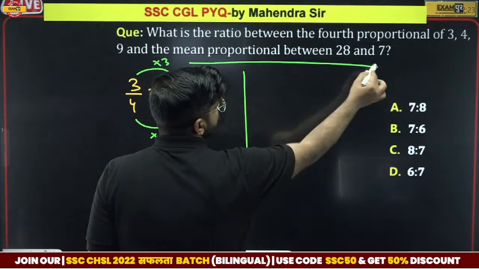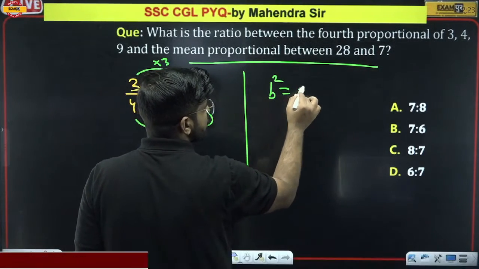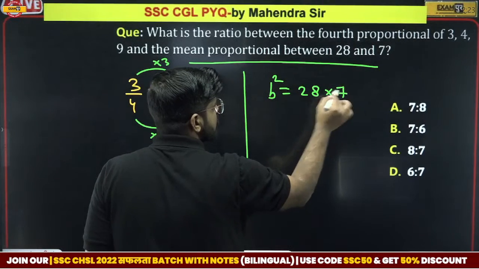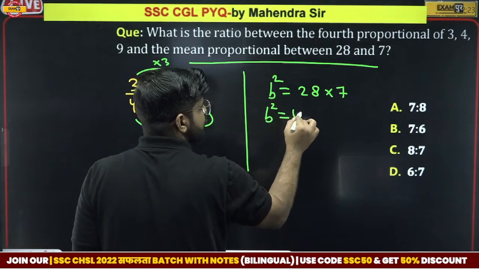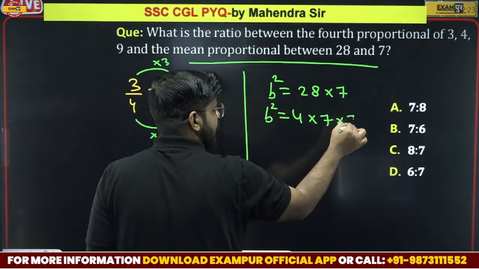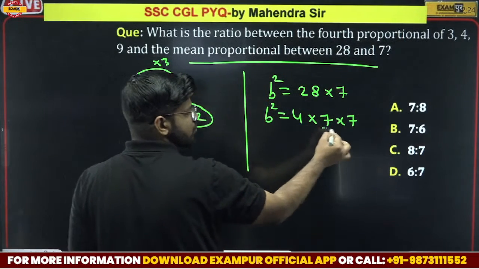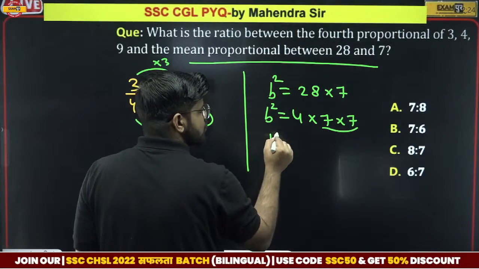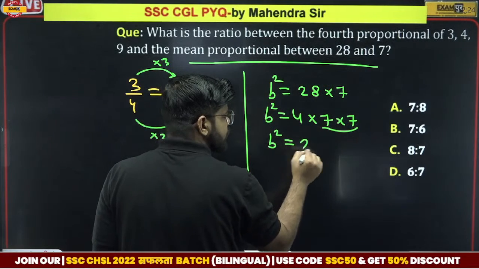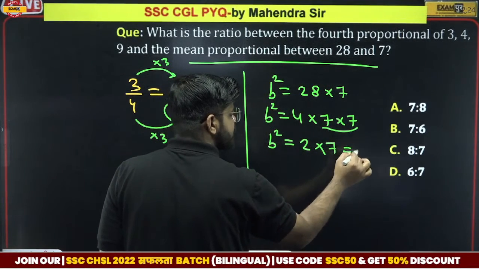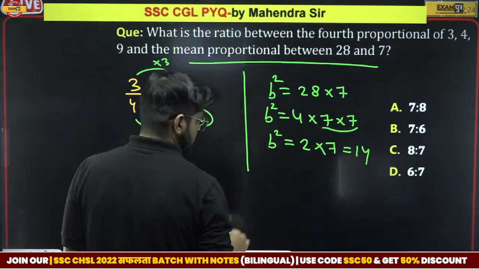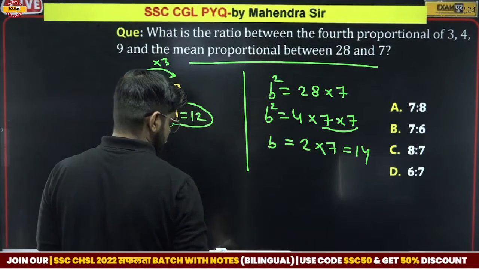And the mean proportion of this, mean proportion means B square is equal to 28 into 7. We can write 28 as 4 into 7, and the other is 7. Here we have 7 square and we have 2 square. So what we will get? We will get 2 out of this and 7, that means 14. So the value of B is 14.